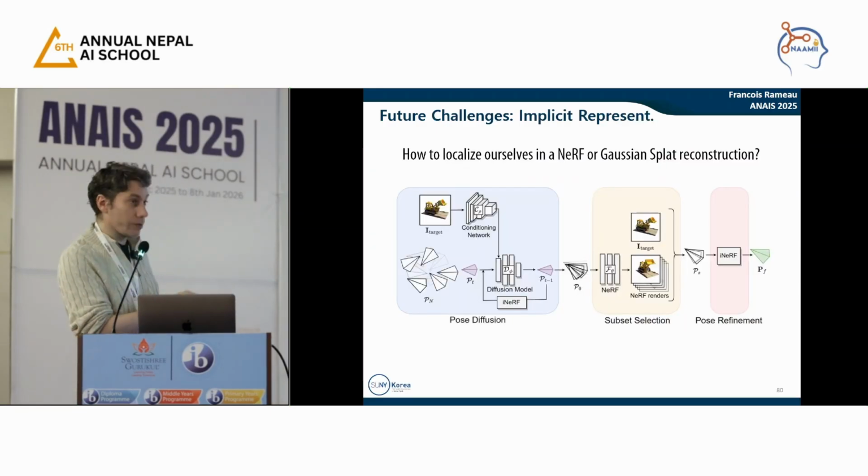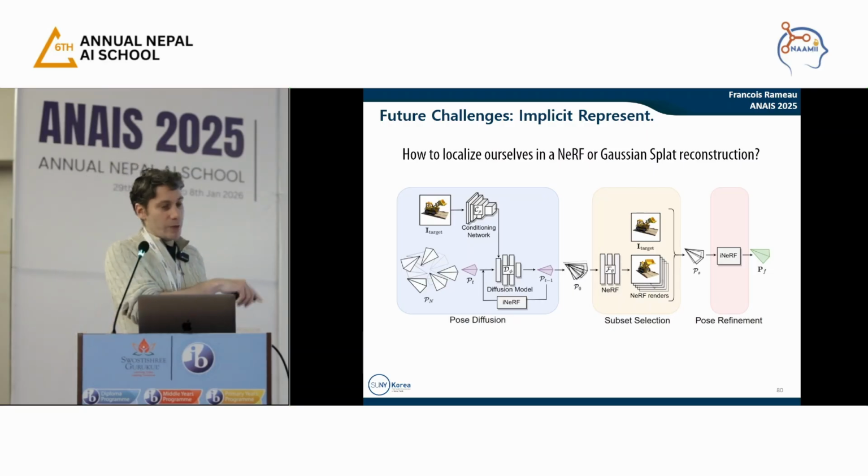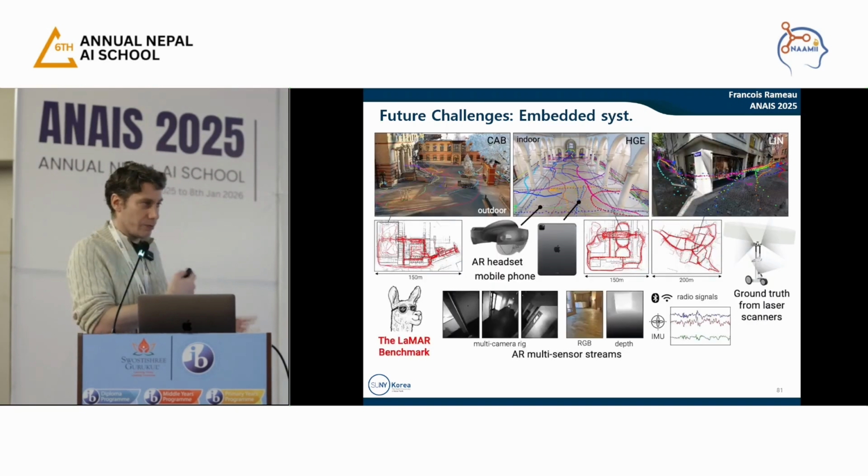Here is another work that we have done actually with NAMI maybe 2 years ago. The problem is how we localize ourselves in implicit representations, like NeRF, Gaussian splat, those kinds of things. And many people have been working on that as well recently. That's pretty fun.